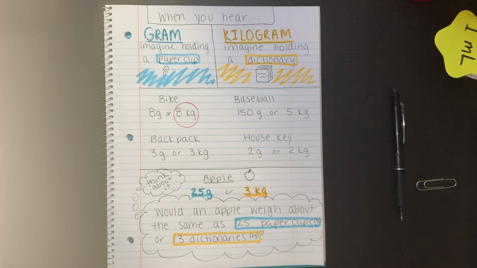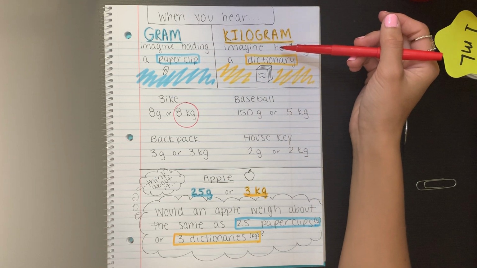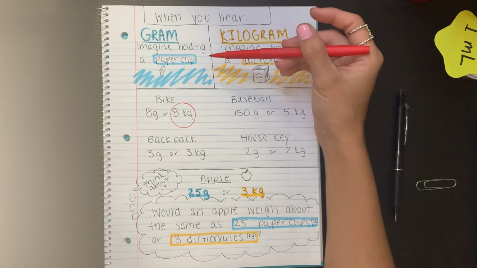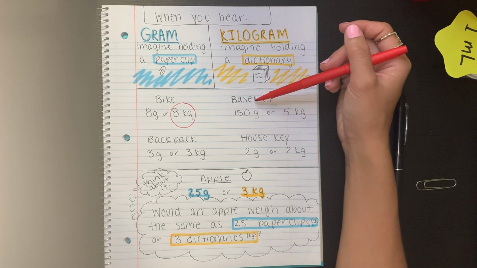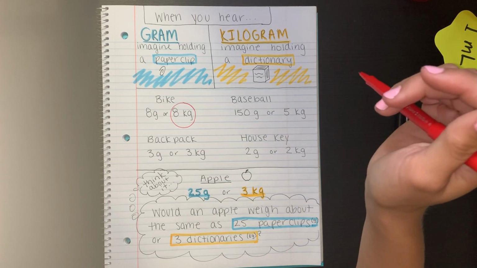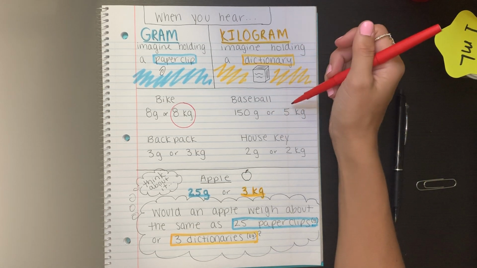And I'm gonna do another one. So a baseball, 150 grams or 5 kilograms. So 150 paper clips or 5 dictionaries is kind of the way that I would try and visualize it. So 150 paper clips to equal a baseball. Okay, that's a lot of paper clips. So that one it could be, but let's check our second answer.